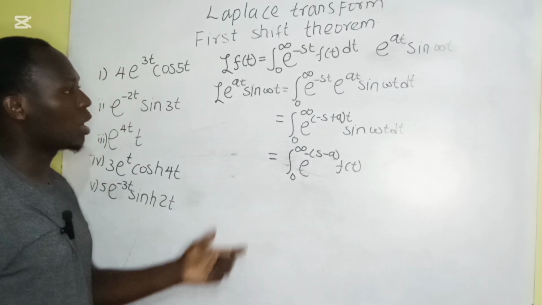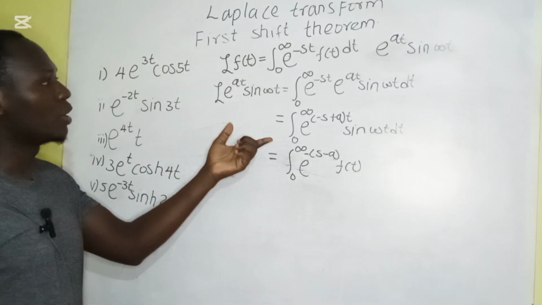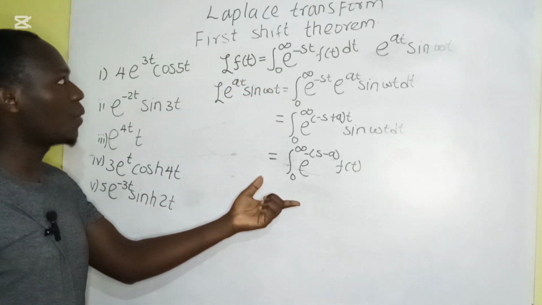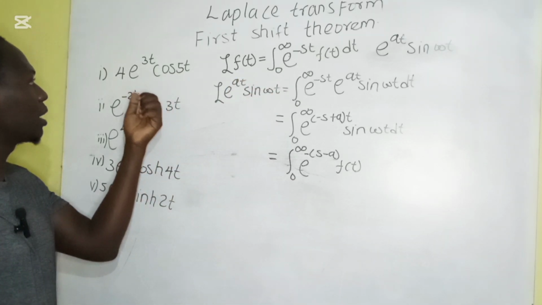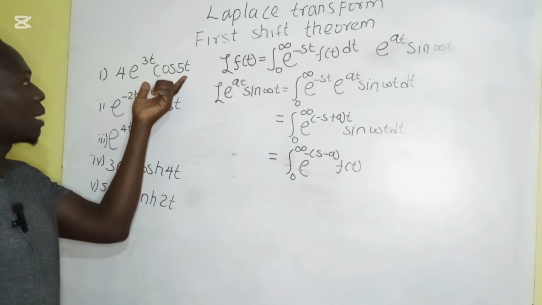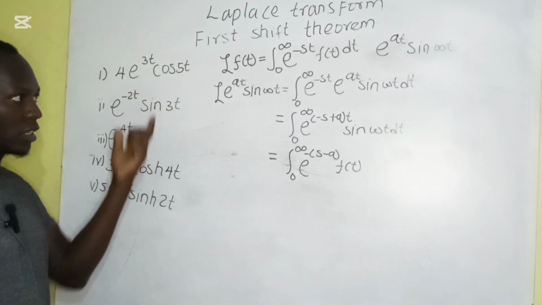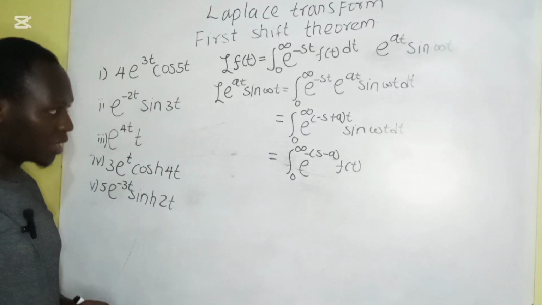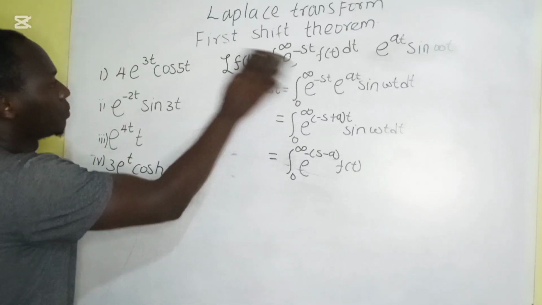Now let us get into our working. By using this knowledge, this is how we are going to carry out our shifting methods on the terms of s in this equation. Let us now start with our first example.